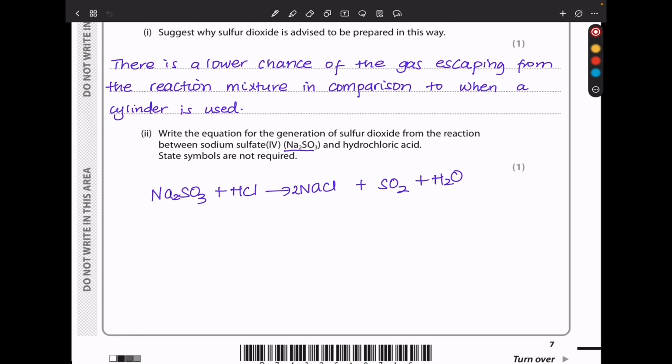So using sodium sulfate, we can see, which is what we see here, plus hydrochloric acid gives us a salt which is sodium chloride plus a gas which is sulfur dioxide and water. So to balance the equation, I put a 2 here because there were 2 sodiums, and then everything would be fine.